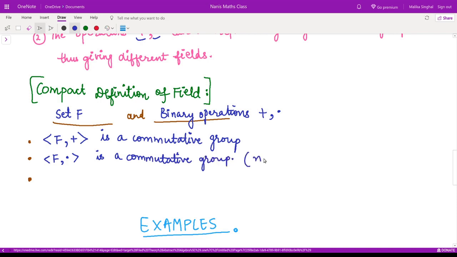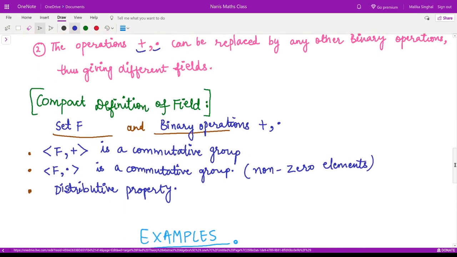defined on the non-zero elements. And in addition, we have this distributive property joining these two operations. So this is the field, right? So I think the definition of field is clear to you by now.